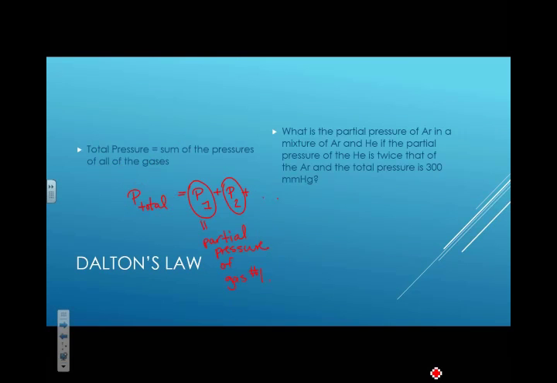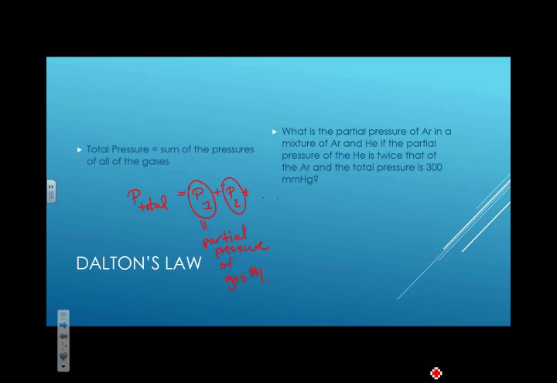So let's look at an example. What is the partial pressure of argon in a mixture of argon and helium if the partial pressure of the helium is twice that of the argon and the total pressure is 300 millimeters of mercury?